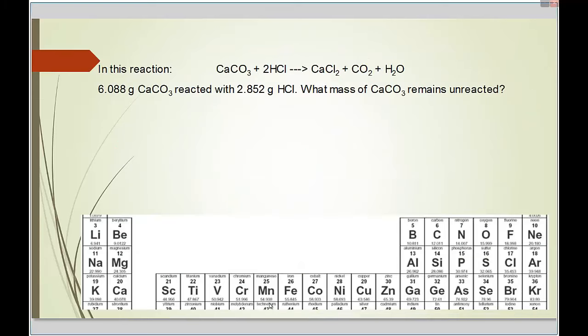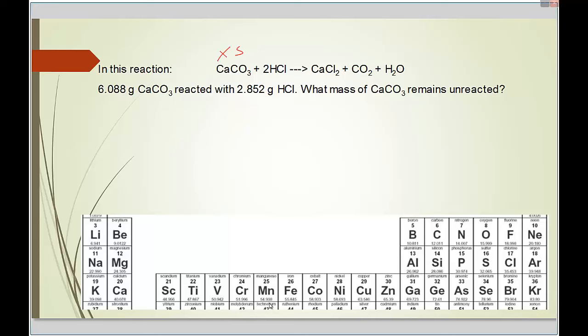Alright. In this reaction, CaCO3 and 2HCl yield CaCl2 and CO2 and H2O. 6.088 grams of CaCO3 react with 2.852 grams of HCl. What mass of CaCO3 remains unreacted? They're telling you from the start that there's going to be leftover calcium carbonate. The fact that they're telling you that means that this will be your excess one. So you do not have to convert both of these. HCl will automatically be the smaller one. It's telling you that there's going to be some left over.